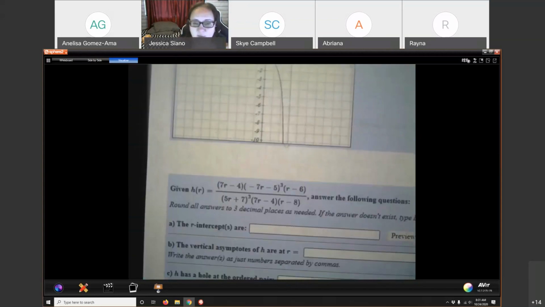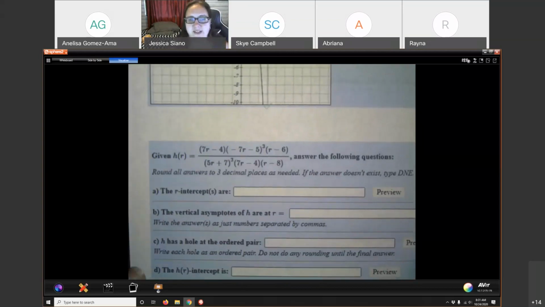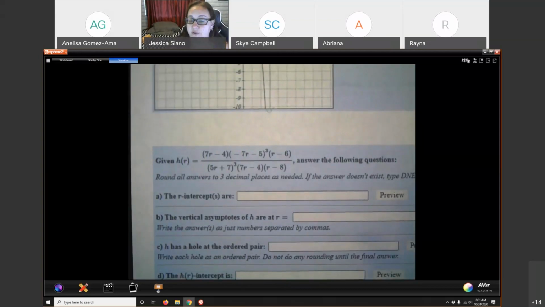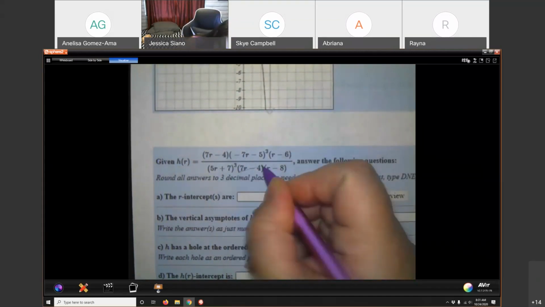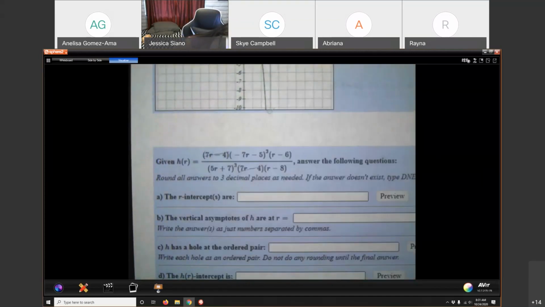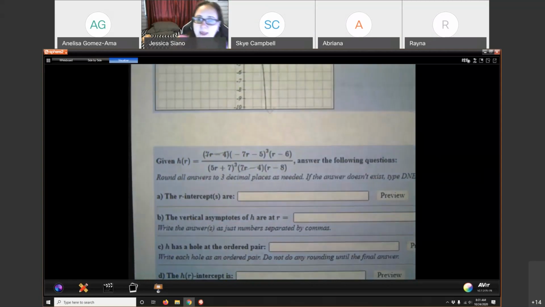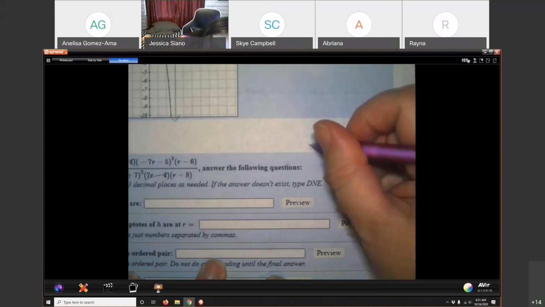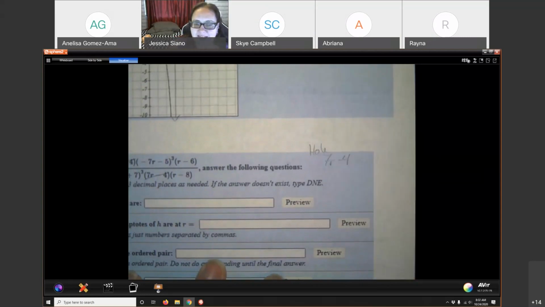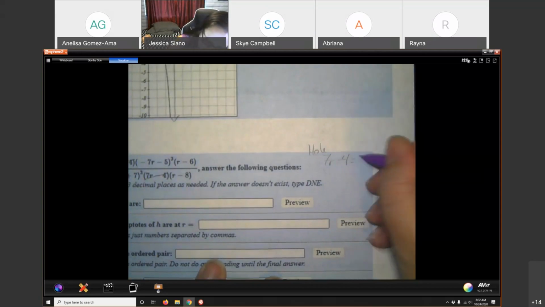All right. Anytime we're dealing with a rational function, the first thing that we should do, if we can, is reduce. So here, I'm going to cross out these 7r minus 4s. And I'm going to make a note here that anytime you cancel a factor like that, you have a hole. So anytime you cancel a factor, you have a hole at that canceled factor.